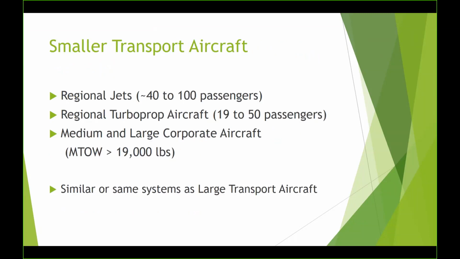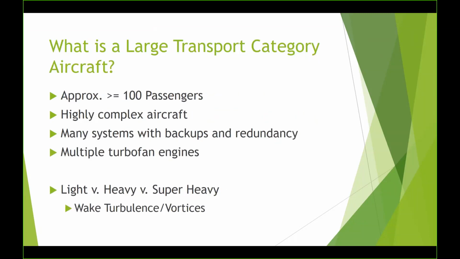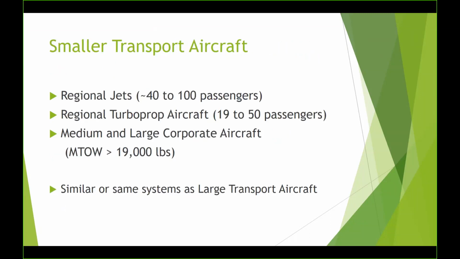So wake turbulence and vortices is the big thing there that determines whether a plane's considered heavy or not heavy in the large transport category. Smaller transport category aircraft includes things like regional jets, which is typically somewhere around 40 to 100 passengers. That's that niche below that. Regional turboprop aircraft, so anything with 19 or more, the Beech 1900 is a 19-passenger airplane. That's considered a regional turboprop. So 19 to 50 passengers, roughly.